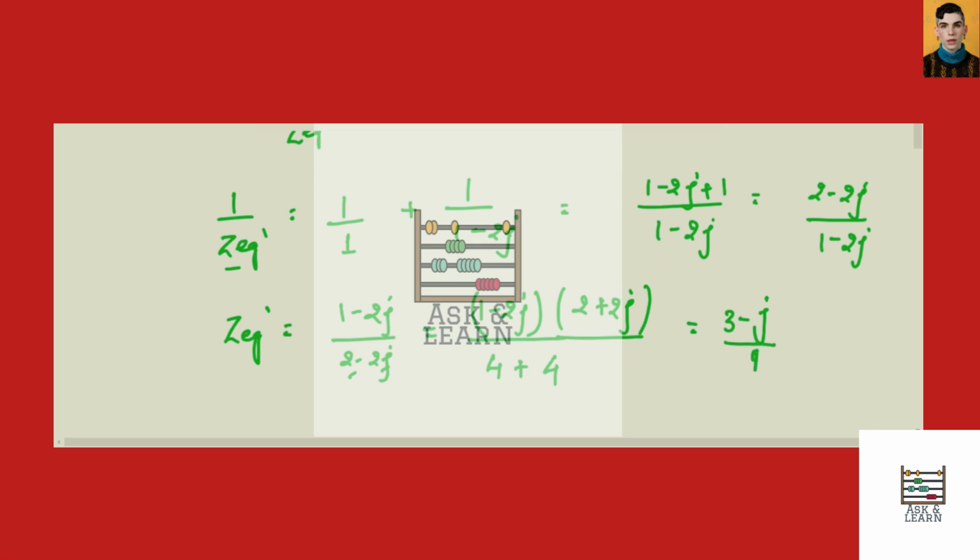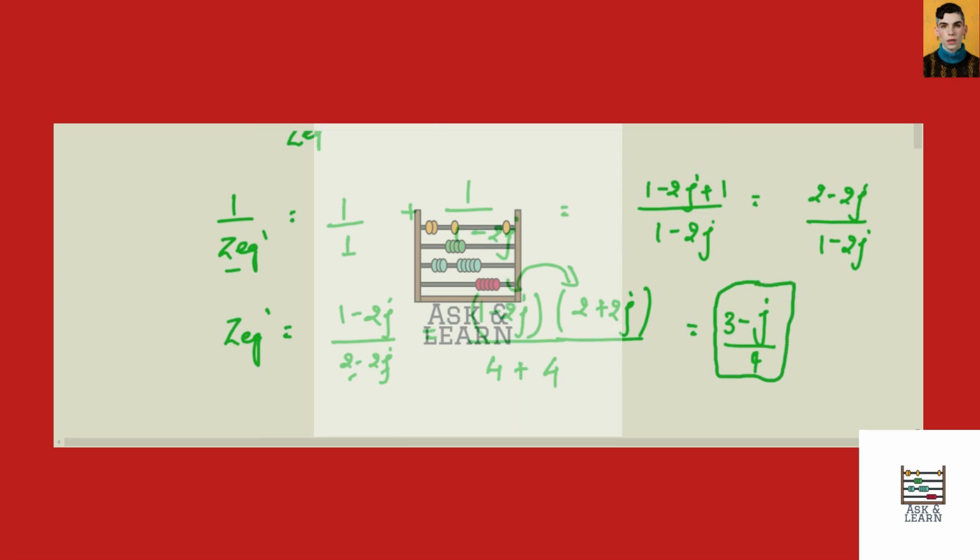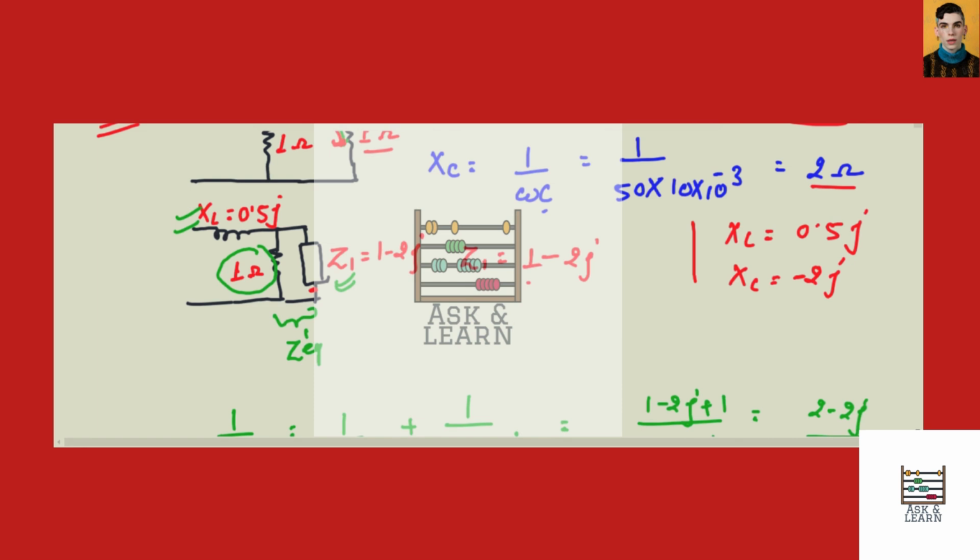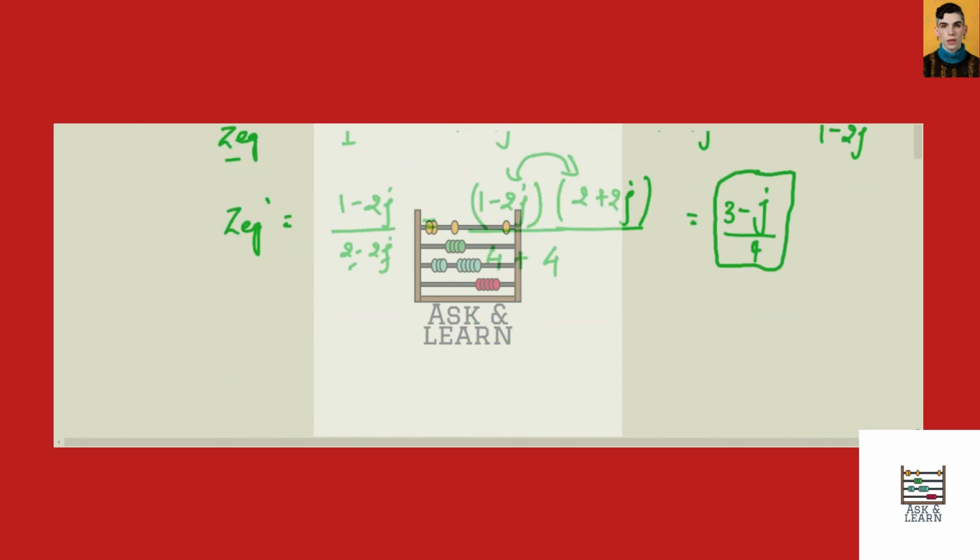Just multiply both of these two terms and divide by 8. You will get the value of Z equivalent prime, right? So this is our Z equivalent prime. And as you can see, I am redrawing the equivalent circuit. The equivalent circuit will be something like this. This is our Z equivalent prime, right?